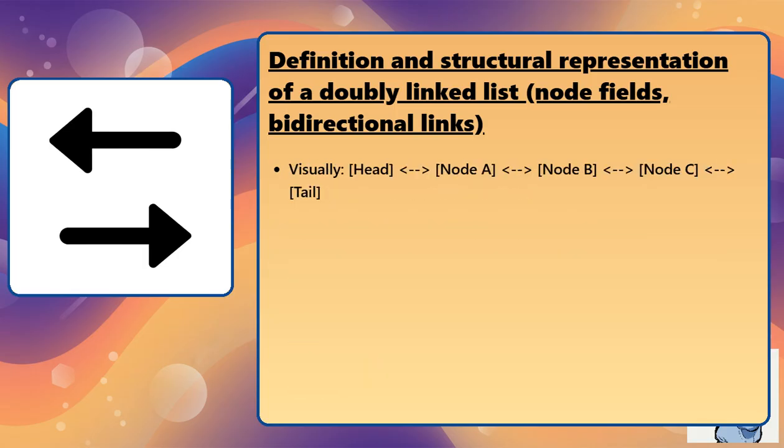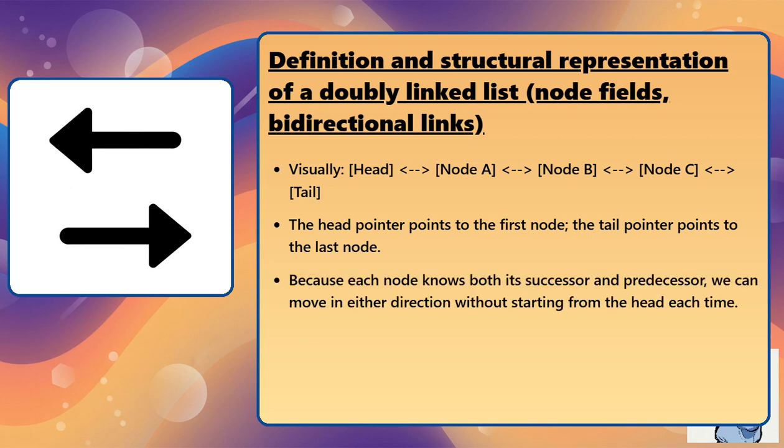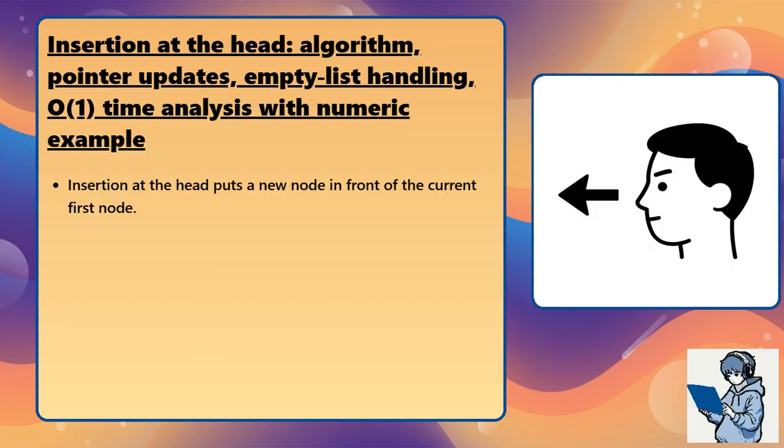Visually: head to node A to node B to node C to tail. The head pointer points to the first node, and the tail pointer points to the last node. Because each node knows both its successor and predecessor, we can move in either direction without starting from the head each time. This bidirectional linking is the core structural difference from a singly linked list, which only has a single next pointer. Insertion at the head puts a new node in front of the current first node.